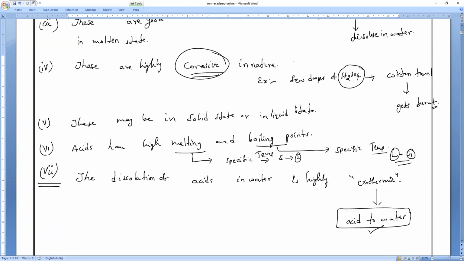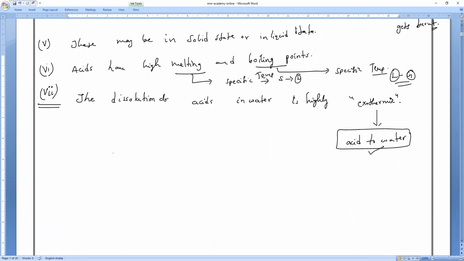Write it first. So we'll start next. So physical properties are completed, everybody. Okay, yes, next. Now onwards, very, very important. Chemical properties of acids. So I'll start now with the chemical properties of acids.